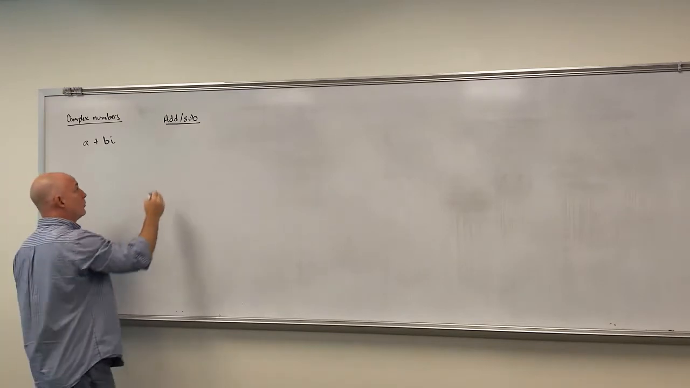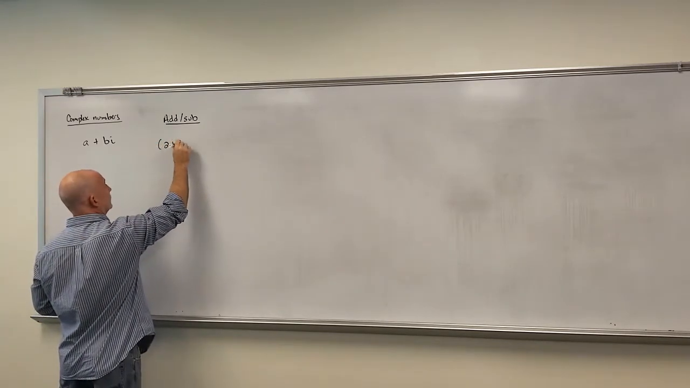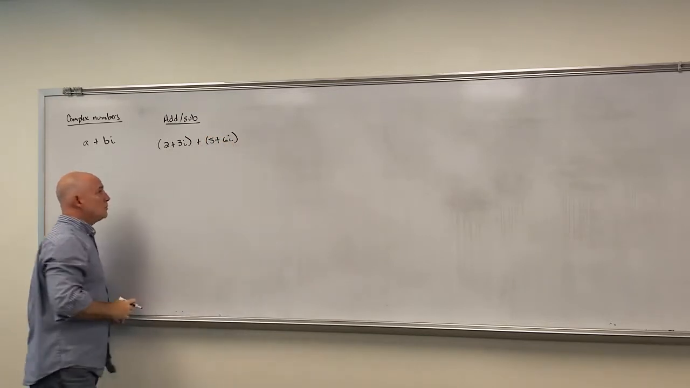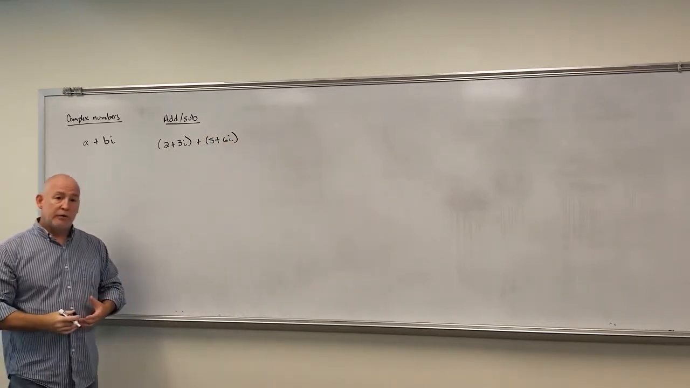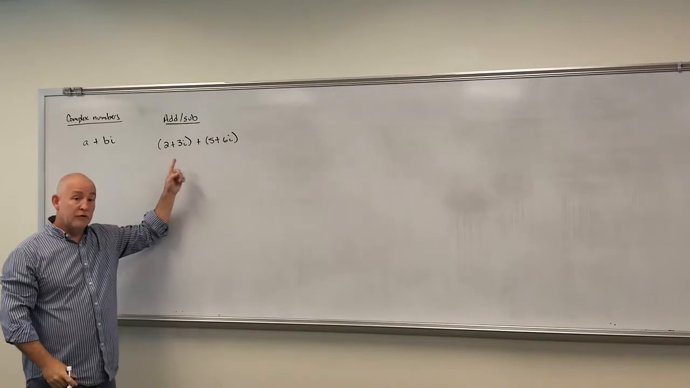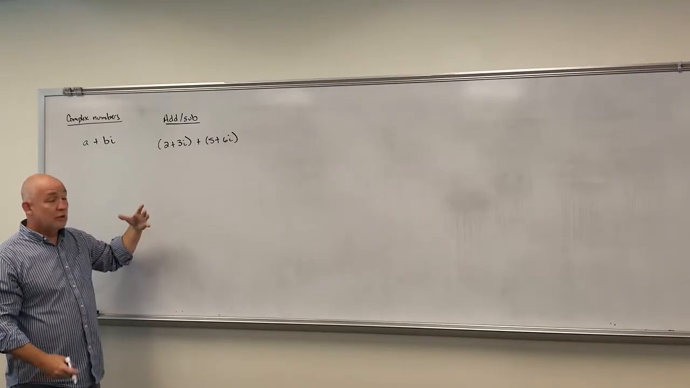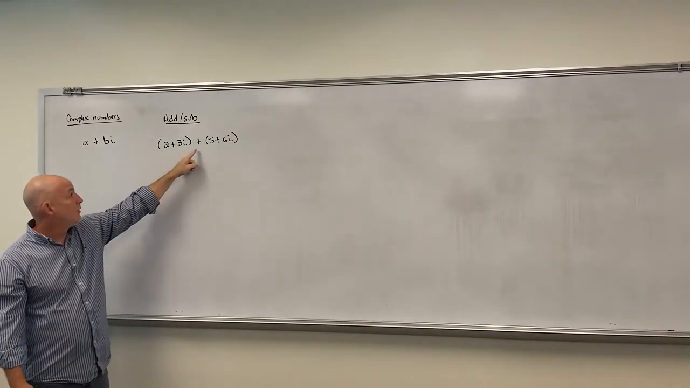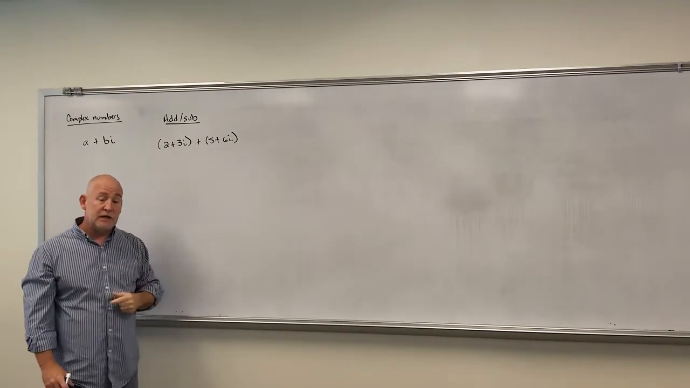Well, let's take a look at just a quick example. So let's say I have (2 plus 3i) plus (5 plus 6i). The reason I'm using parentheses here, because technically these parentheses aren't doing anything mathematically, is so I can show you the two different numbers. Remember, all of this is one number, plus all of that is a second number.